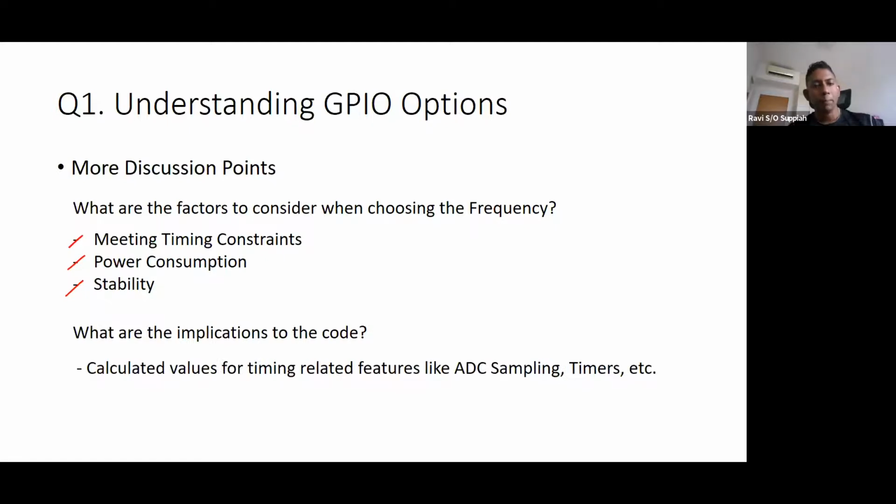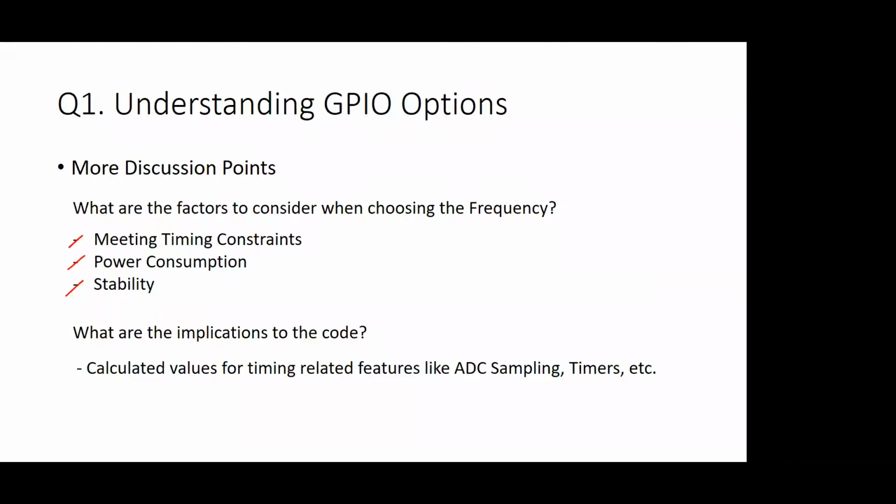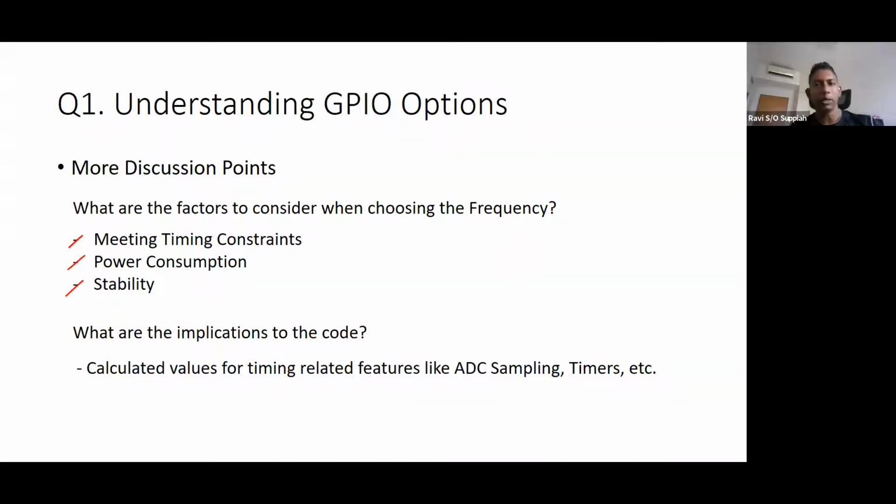So the implications to the code whenever you change the frequency are all the timing related features, like what we did yesterday for the PWM. When we are calculating the duty cycle values and so on, or the pre-scaler when we're setting it, all of it is based on the current frequency that the system is clocking on. If you change the clock or the frequency of operation, then some of those parameters will change, and you need to recalculate. So these are the implications to the code if you change your clock frequency later on.